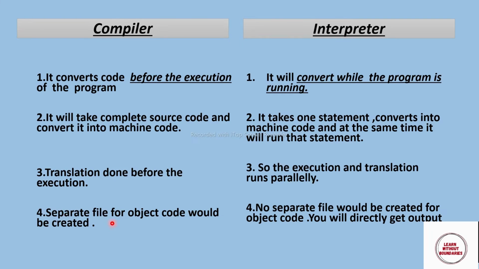And in the compiler, a separate file for the object code is created. We take the whole code and translate it into object code, and it creates a separate object file for the code. But in the interpreter, no separate file is created for the object. You will directly get the output, it will directly run that statement, and then move to the next statement.